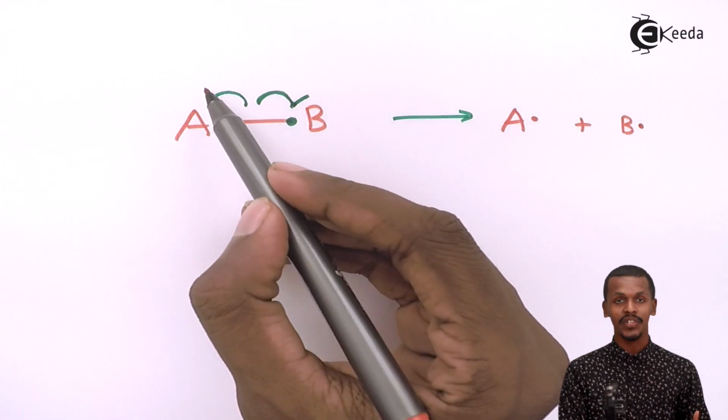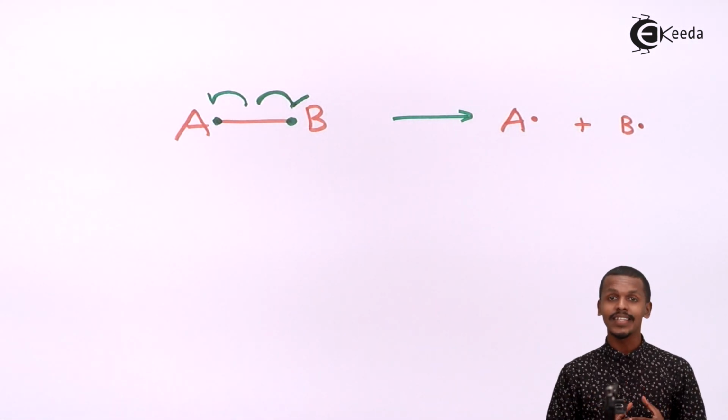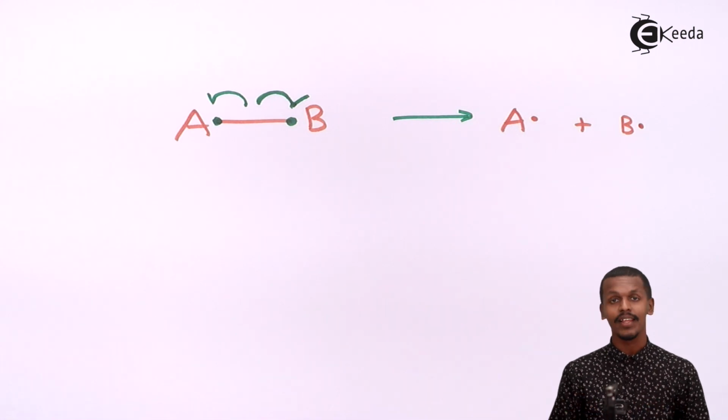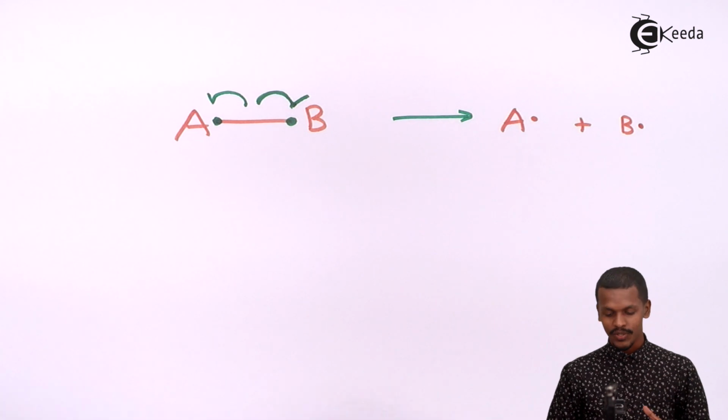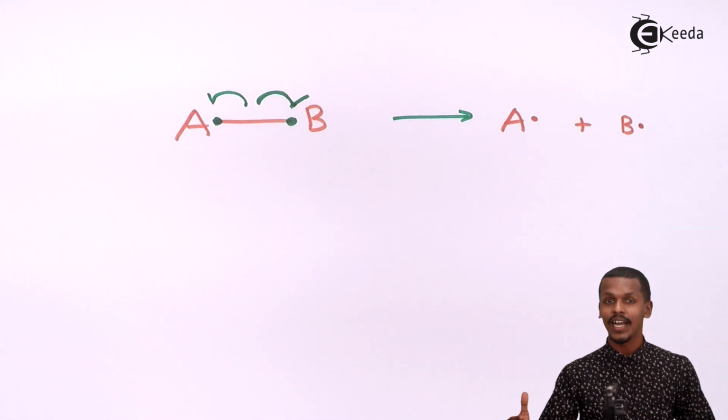So this is also a representation, but this fish hook represents that one electron, not the electron pair, only one electron, has been shifted from a bond to a particular atom. So this is also a representation that I was talking about.